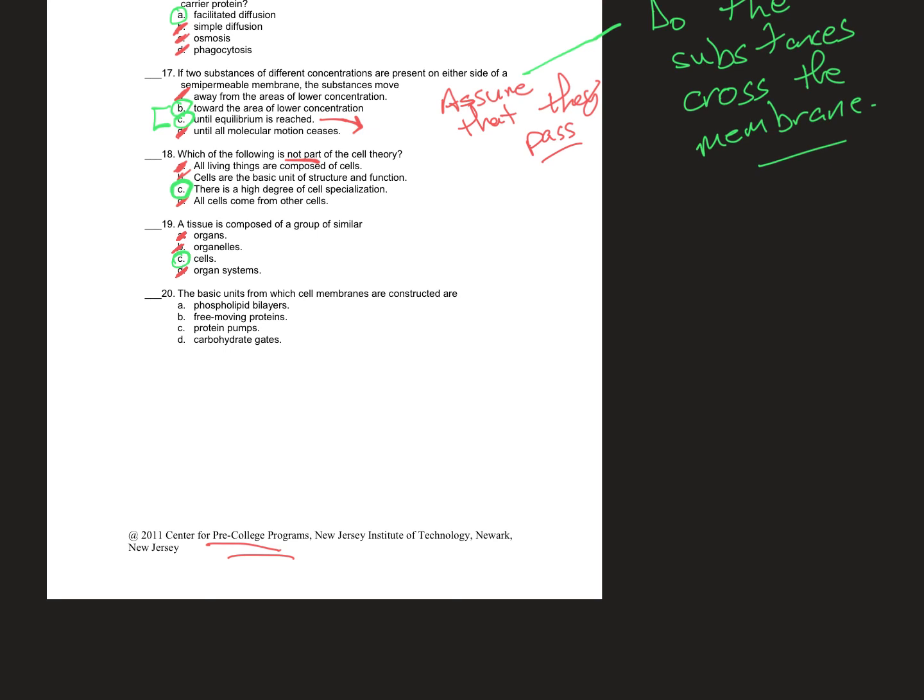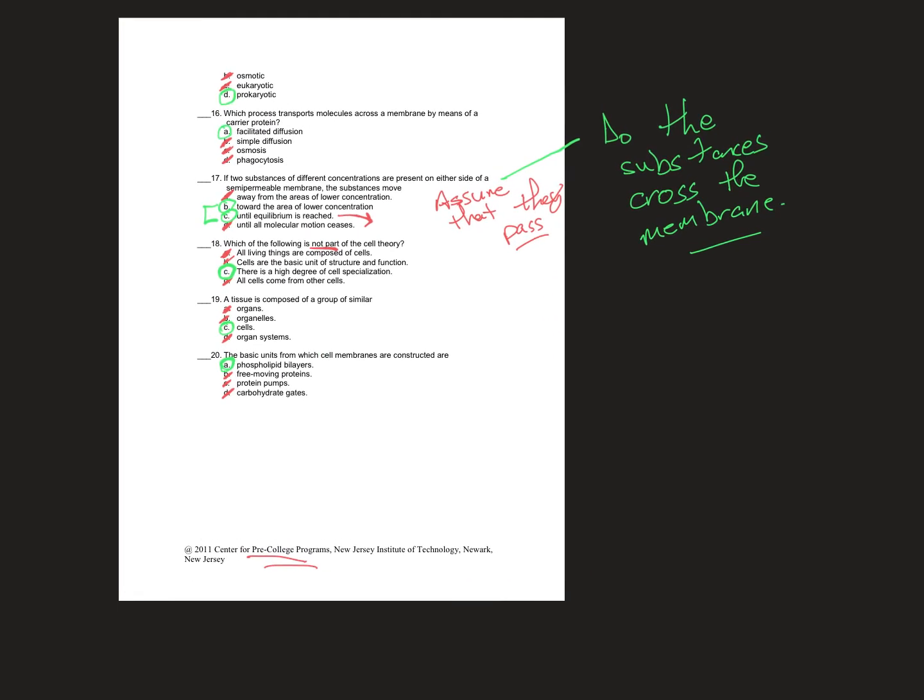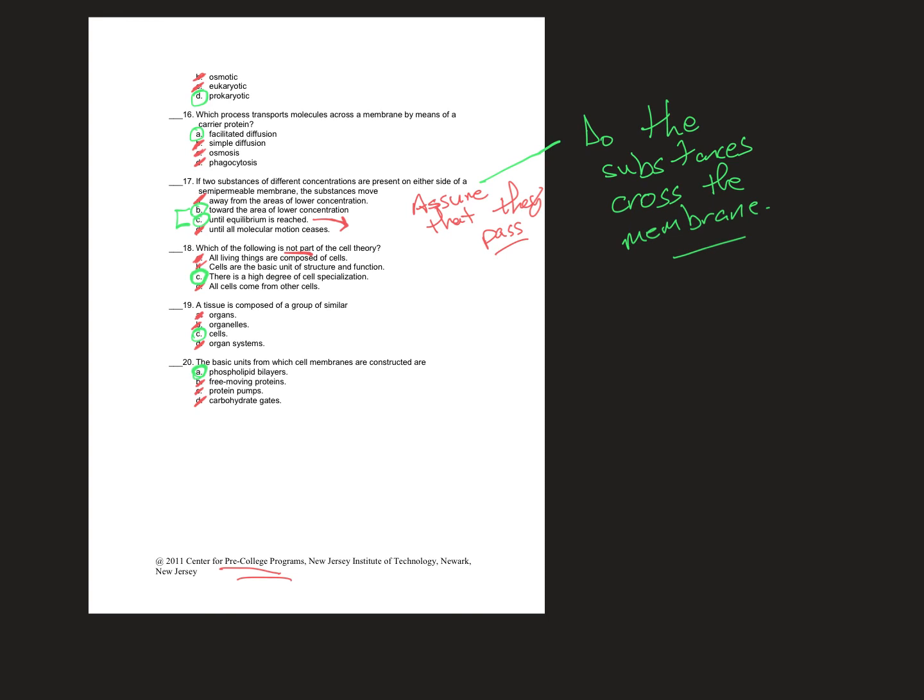The basic units from which cell membranes are constructed are phospholipids. This is a really big idea that you should know. There should be no one getting number 20 wrong. Free moving proteins, no. Protein pumps, no, they do. There are protein pumps. There are free moving proteins. Carbohydrate gates, I don't know of any gate that's just carbohydrates. So A is the right answer there.